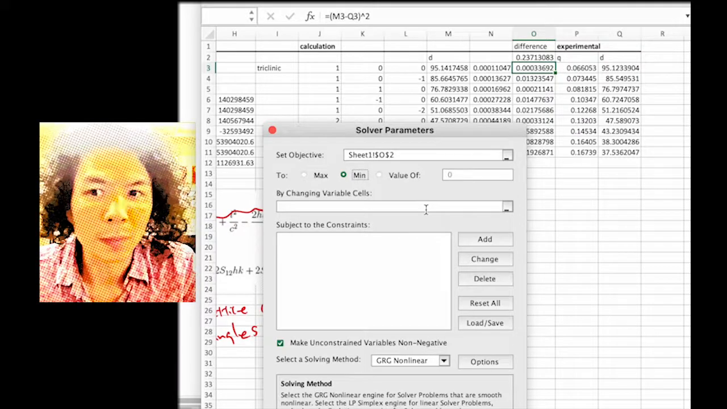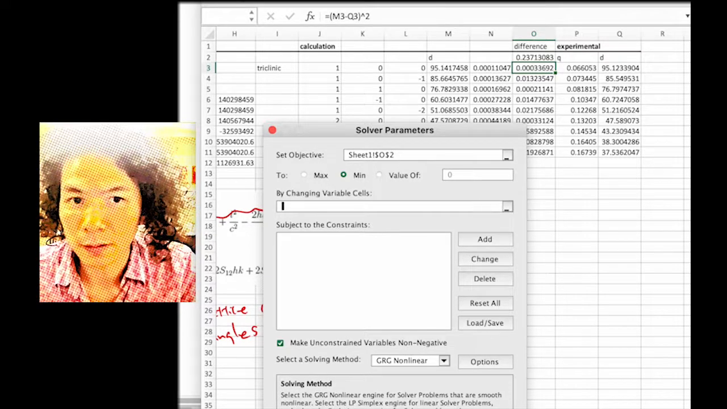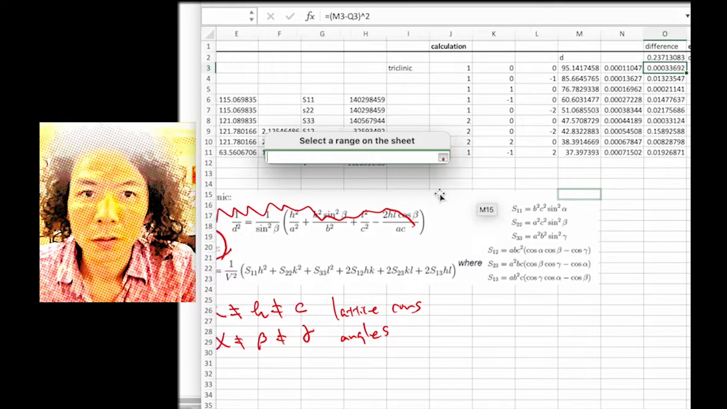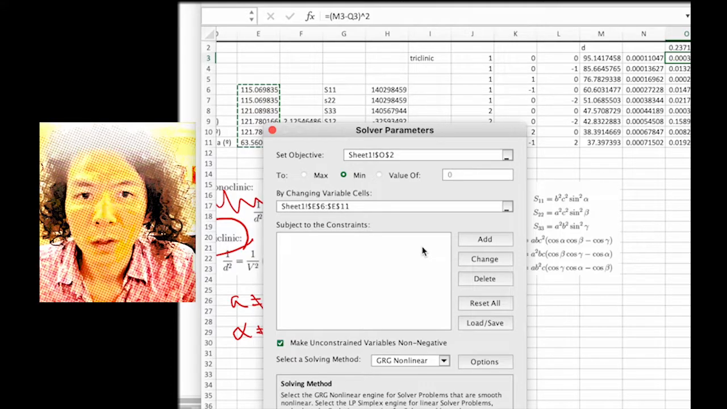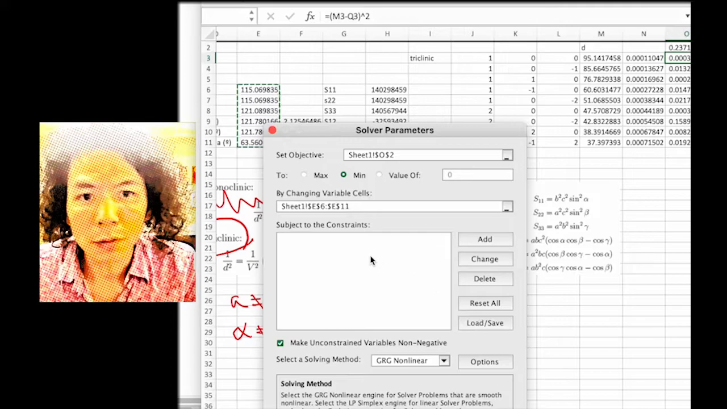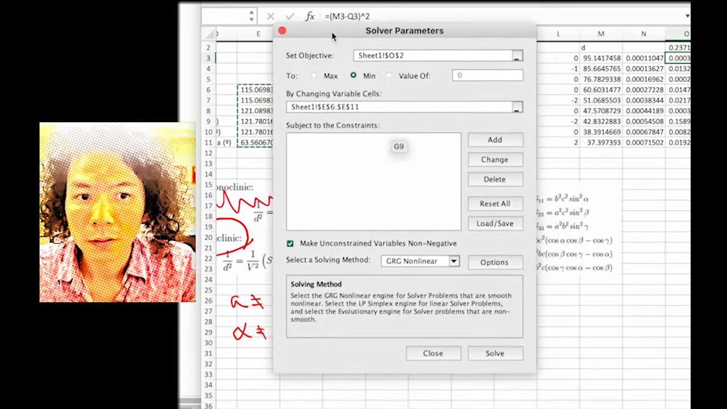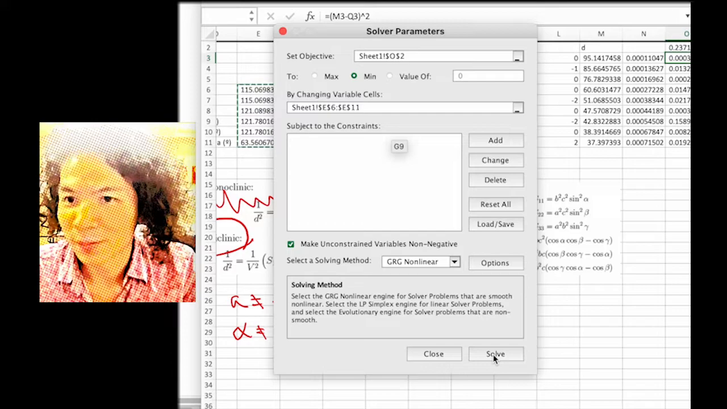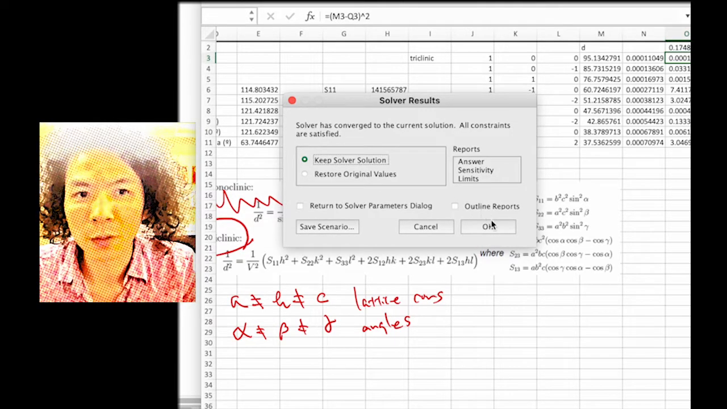Let's put minimize here, and the changing variables are the unit cell parameters in this case. So you can select these unit cell parameters. So this is basically how you select the objective and the changing variables. Now, if you have a constraint, you can add a constraint, but let's give it a try just using these values. The way you want to do it is just click solve, pretty easy. And you just wait for a while, then you get the optimized values.